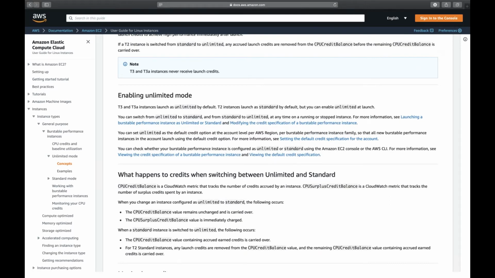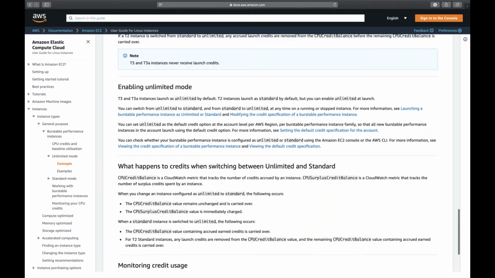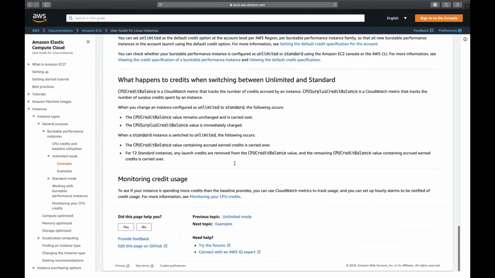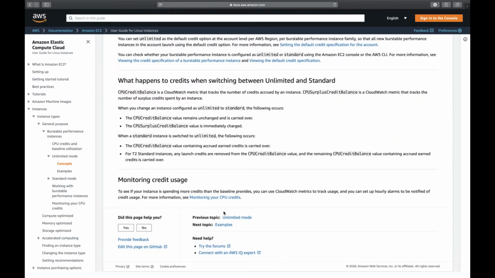So I think it says you need to enable the unlimited mode, and since it comes with a cost, it will not be the default. And so once you choose these instances, you happen to see it.